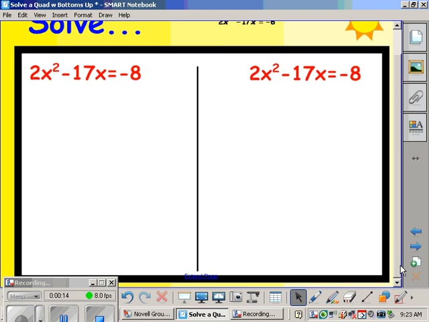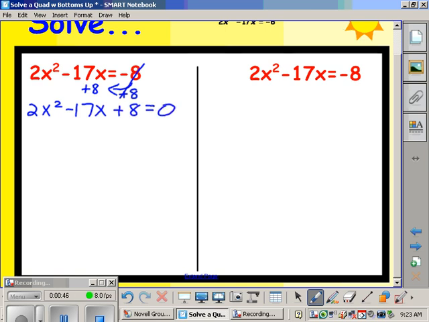In this first example, we have a quadratic equation, 2x squared minus 17x equals negative 8. The first thing you want to do is rearrange the equation and put it in standard form, which means all the terms should be on the left side of the equal sign. So to do this, we need to simply add the 8 to the other side. If we add it to the right, it will cancel it from the right and move it over to the left, giving us 2x squared minus 17x plus 8 equals 0.